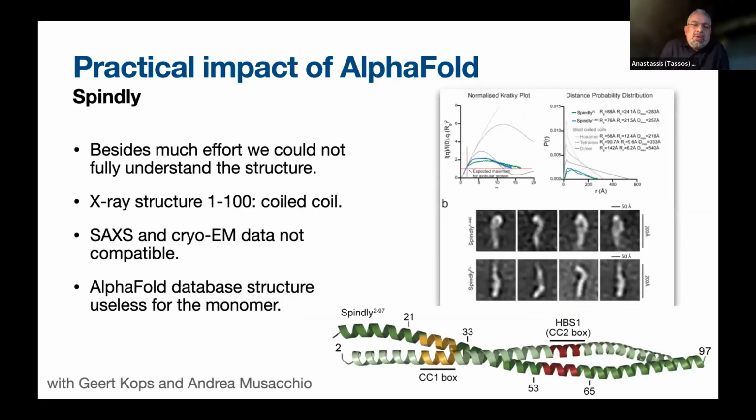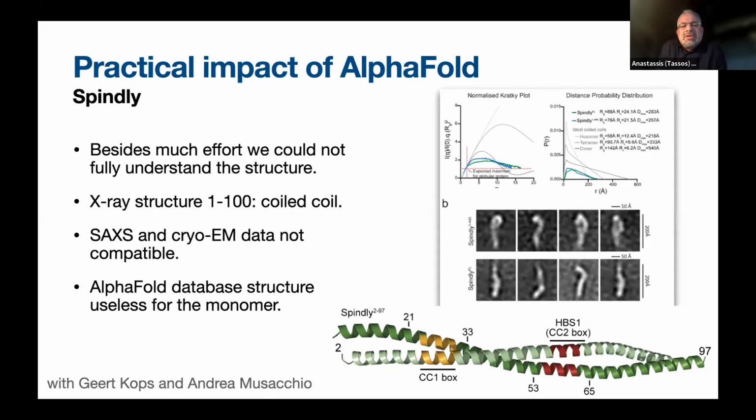Another example of what we have done is a protein called spindly that I've been working on with my friends and colleagues here, Kops and Andrea Musacchio. At some point we solved the structure, a few years ago, of the first 100 residues, which was very clearly a dimeric coiled coil. But then we were looking at the SAXS data, because that's a 600 residue protein. Is all of it a coil? It was not making sense. It was looking much more bulky, but pretty long.